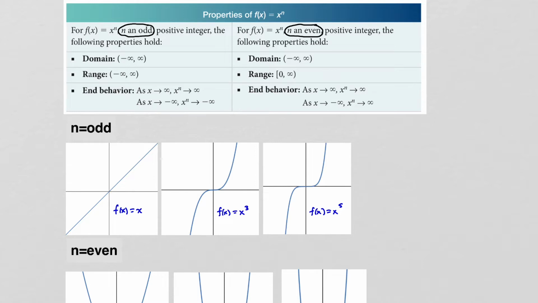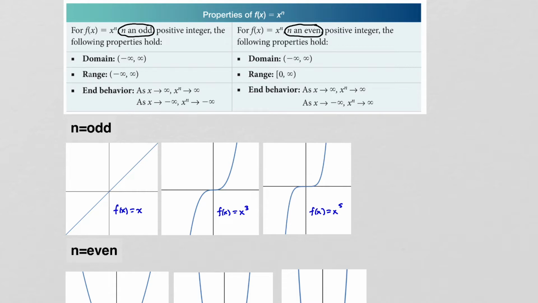And I want you to see that the domain of this function is all real numbers. It's pretty easy to see that. And the range is also all real numbers because the function goes forever up and also forever down, covering all the values on the y-axis. And this is true for all three of these functions. So we can see why the domain is all real numbers and the range is all real numbers.